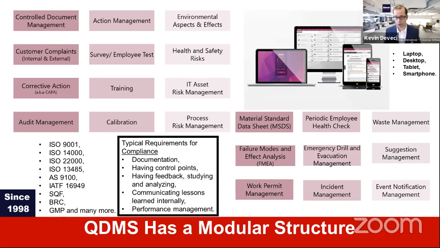Let's just remember though, all these quality management systems have some commonality, some common points. For example, even if you have your own homegrown quality management system that you are running internally, you're going to document your activities. So documentation is key. Also, you need to have control points. That's another important point that you need to take into consideration. You need to keep getting feedback. You need to study and analyze feedback for continuous improvement.